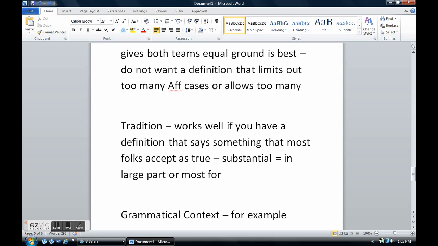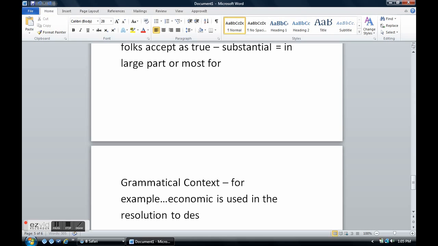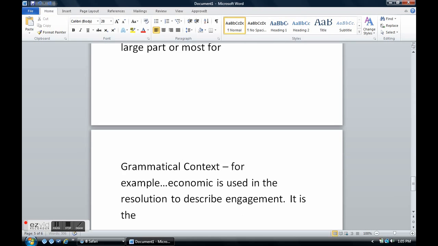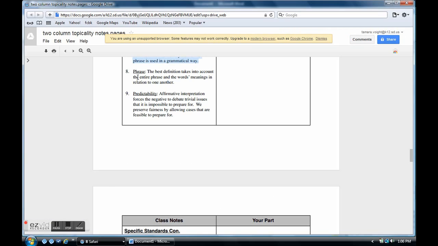For example, economic engagement. Economic in this resolution is used to describe engagement. So a grammatical context standard would argue that the definition that uses economic as an adjective for engagement, or better yet, that would put economic engagement together and define it as one term, would be the better definition.